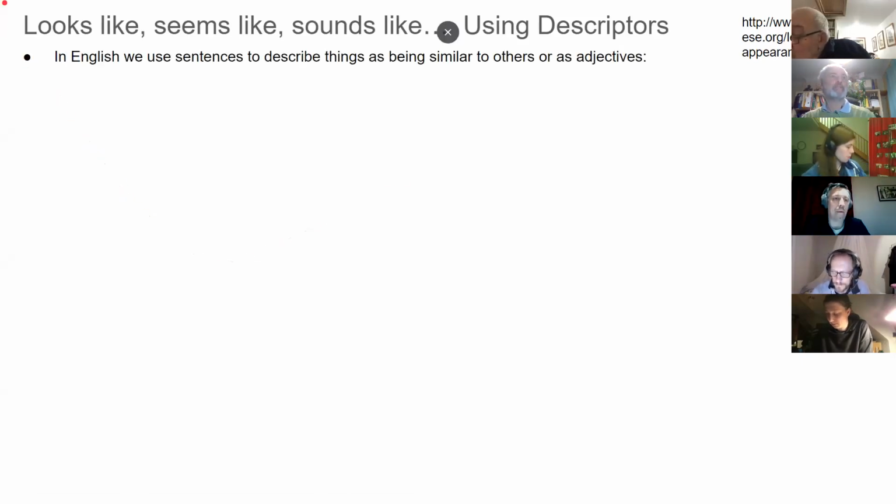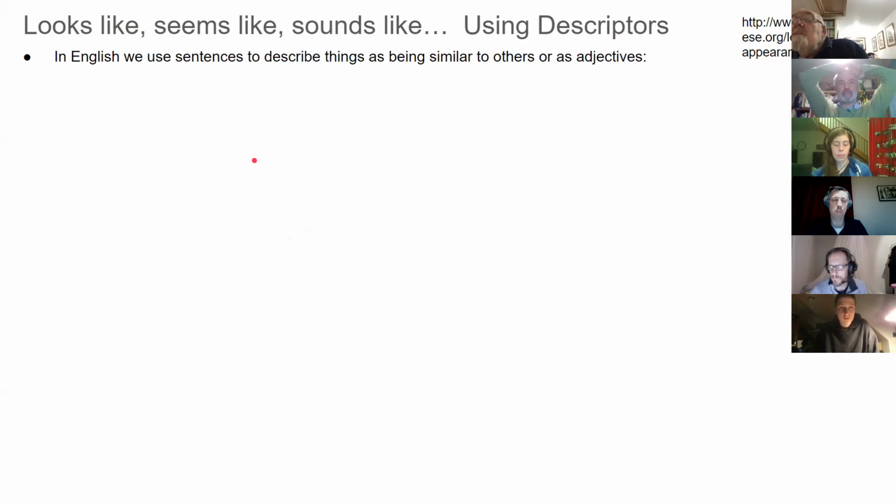So we're now going to look at looks like, seems like, sounds like, and using descriptors. If you go to this website link, there's a whole page on a few more other types of descriptors, and a really nice thing to read.